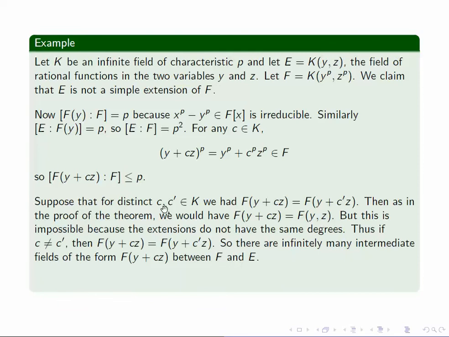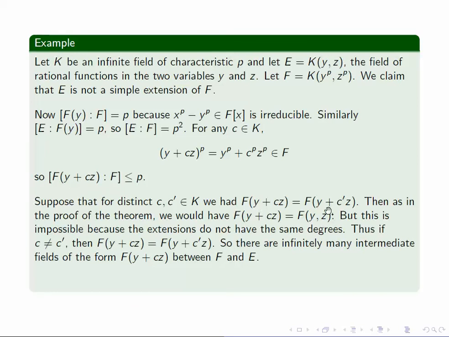Now, suppose that for distinct c and c prime, we had that two of these fields were the same. Then, as in the previous theorem, an easy elimination would tell us that F(y plus cz) contains both y and z, so it's equal to F(y, z). But now we have a contradiction because this is E, and we've already shown that the degree of E over F is p squared, and the degree of this field F(y plus cz) over F is p. So this is a contradiction.